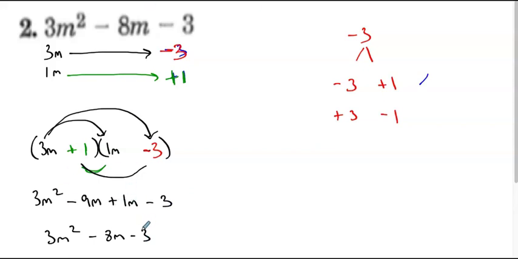Now, do I have to FOIL this whole thing to really figure this out? And the answer is no. Here's how. If you do 3m times negative 3, right here is where I would write negative 9m. 1m times 1 is going to be 1m. If I add these two together, I get my negative 8m. Check.